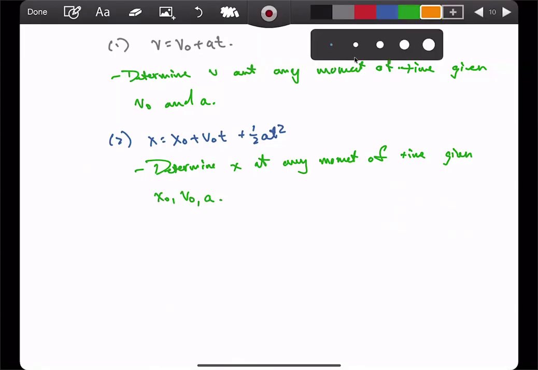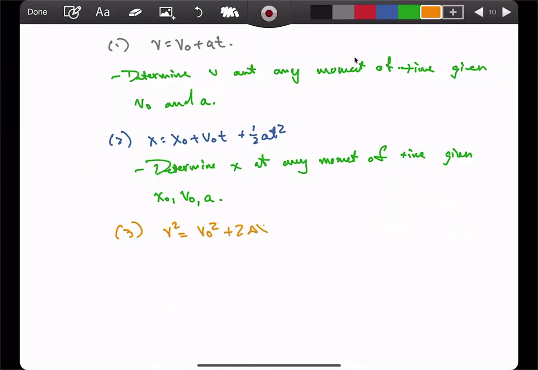And finally, the third kinematic equation simply says that the final velocity squared is equal to the initial velocity squared plus twice the displacement. I'm going to write it as delta x in this case. And again, we already know what this means. We're going to write it down anyway.